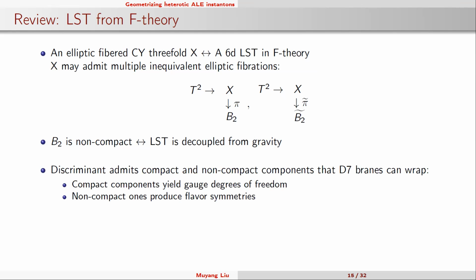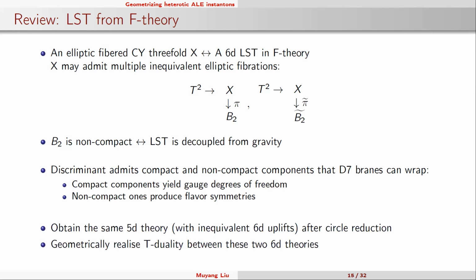And the threefold will become singular over the discriminant locus of the base, such that it will contain compact and non-compact components to allow the D7 branes to wrap, while the former will produce the gauge degrees of freedom, and the latter will produce the flavor symmetries. So from the perspective of the F-series geometric engineering, we can obtain the same 5D series after circle reductions, and they will have multiple inequivalent 6D uplifts in the F-series. That's how we talk about the geometric realizations of T-duality between two or even multiple 6D series.